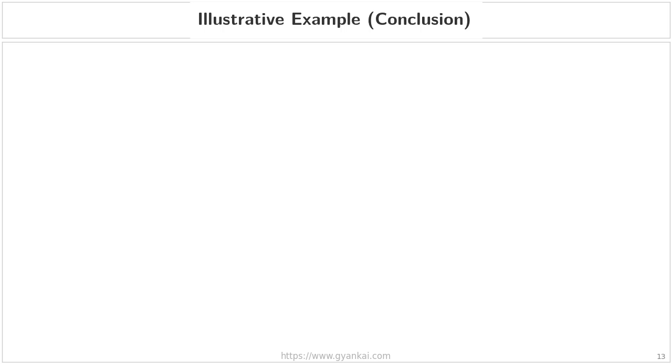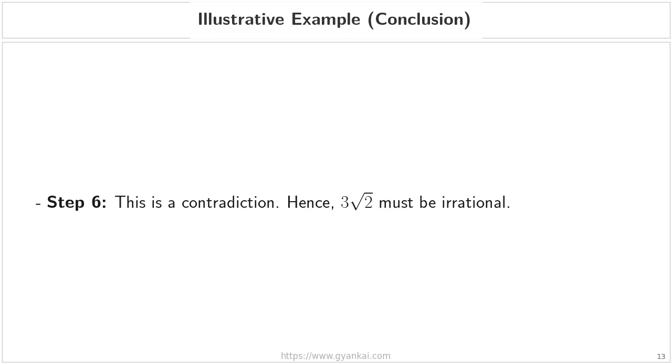Illustrative example, conclusion. Now we have reached step 6, which is the final piece of our puzzle. Look back at what we just discovered in the previous step. We ended up with the conclusion that the square root of 2 is a rational number. But, as we established earlier in our lesson, we know for a fact that the square root of 2 is irrational. This creates a logical contradiction, a situation where two opposing statements cannot both be true. Because our logic was sound, the only possible error must be our very first assumption that 3 times the square root of 2 was rational. Therefore, we can confidently conclude that 3 times the square root of 2 must, in fact, be irrational.